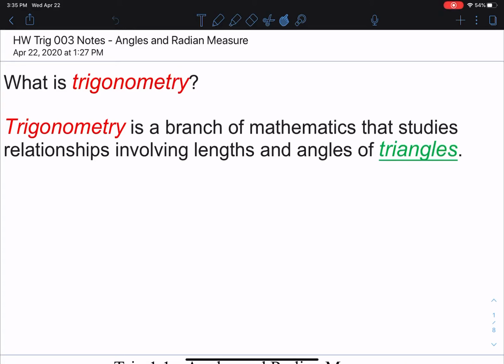All right, guys. I'm just going to give you some notes for how to complete assignment 003, Trig 003. First of all, let's review what trigonometry is. Trigonometry is a branch of mathematics that studies relationships involving lengths and angles of triangles. Everything we do with trig comes back to angles and side lengths of triangles, and we're going to focus only on right triangles.